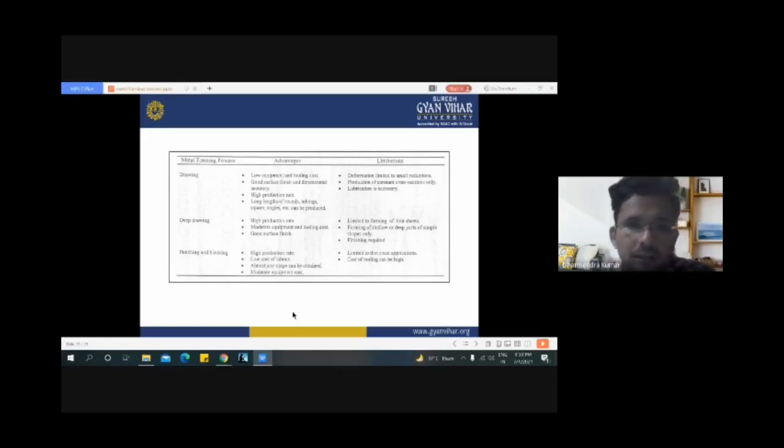Here is one type of drawing process, deep drawing, with advantages like high production rate, moderate equipment and tooling cost, and good surface finish. And the limitations of deep drawing are that it is limited to forming of thin sheets, forming of shallow or deep parts of simple shape only, and post machining is also required.